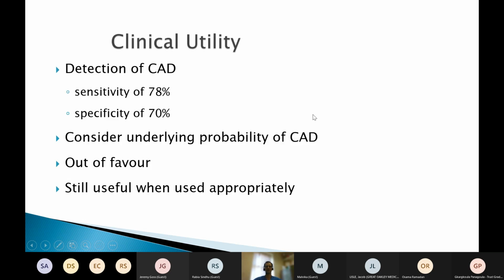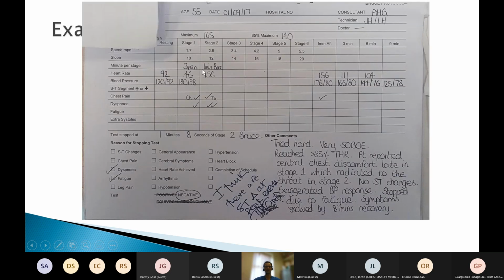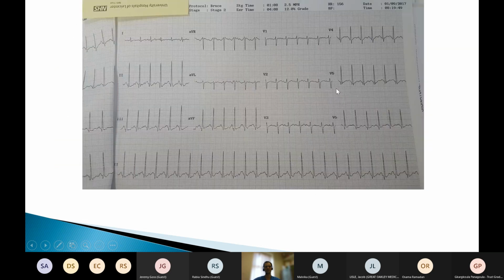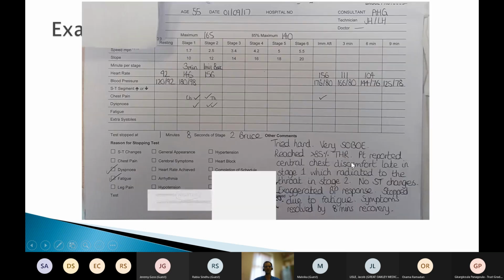And this is partly why exercise tests are out of fashion. It's because this lady has only managed a fairly short period of exercise. That's told us she's very unfit, and we need to talk to her about the importance of exercise. So lots of useful information, but it creates some uncertainty, and these ST changes have created some uncertainty.